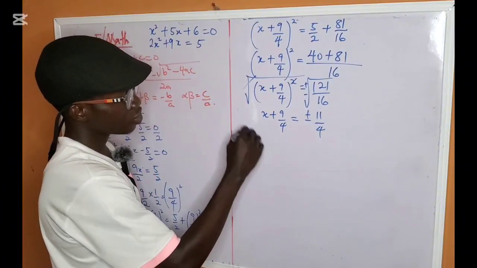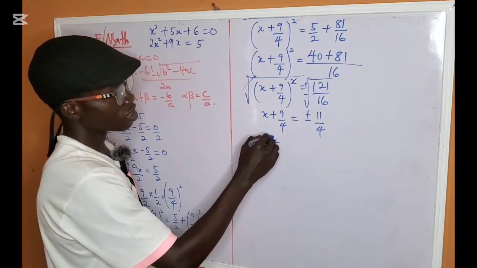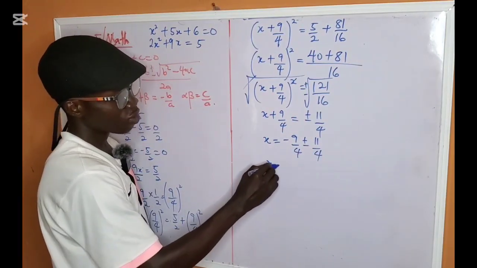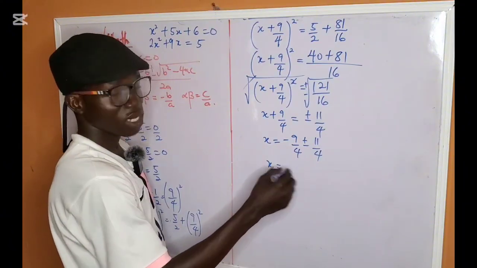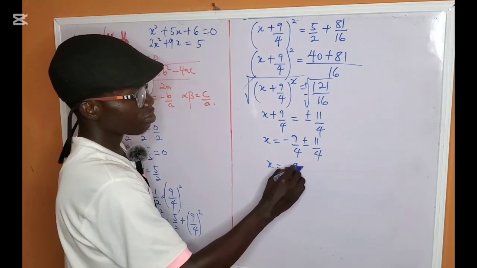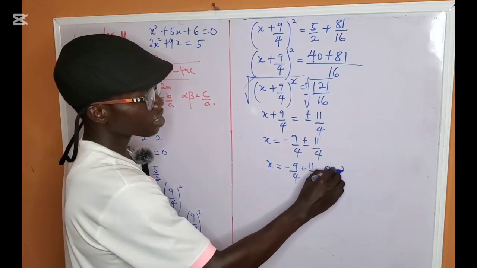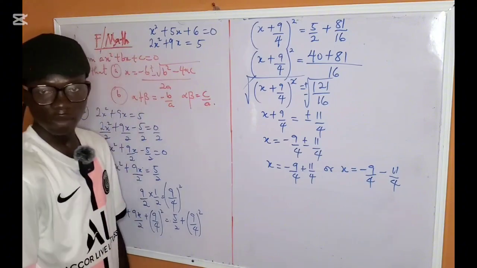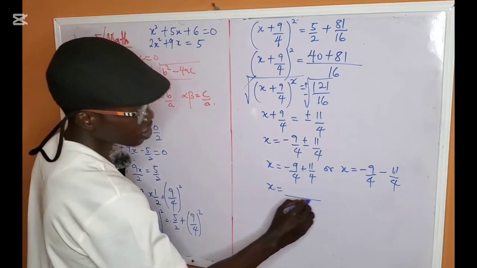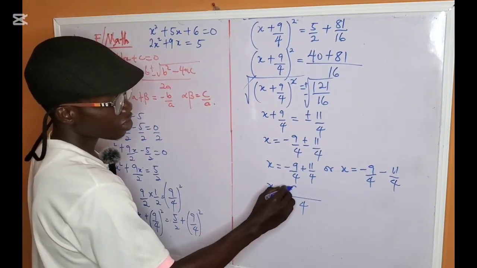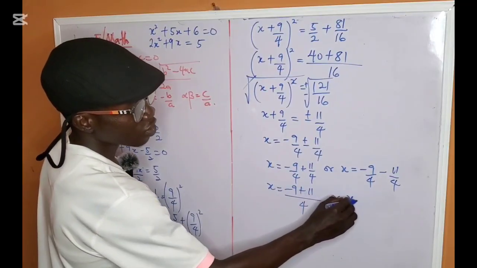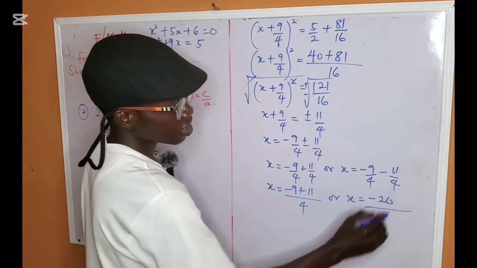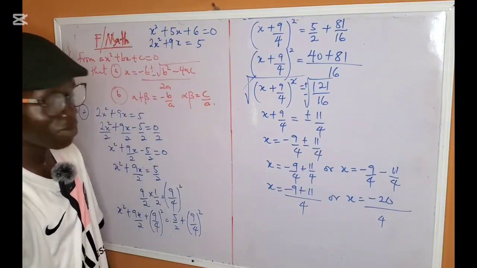The next thing is to collect like terms. x equals minus 9 over 4 plus or minus 11 over 4. So x equals, taking it one after the other, minus 9 over 4 plus 11 over 4, or x equals minus 9 over 4 minus 11 over 4. The LCM is 4. That will give us minus 9 plus 11 over 4, or x equals minus 9 minus 11, that's minus 20, over 4.